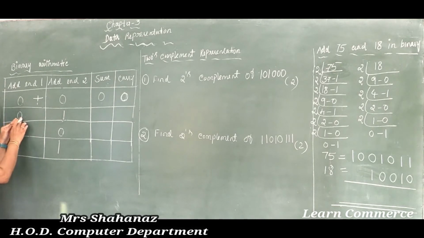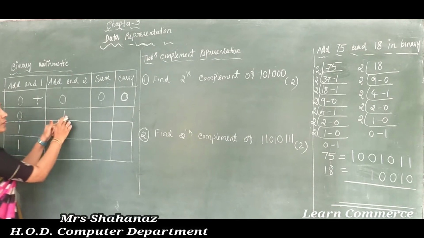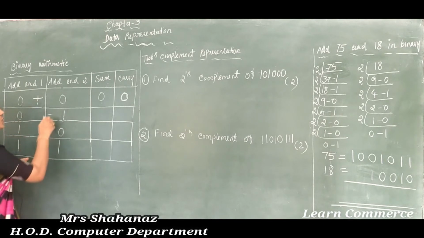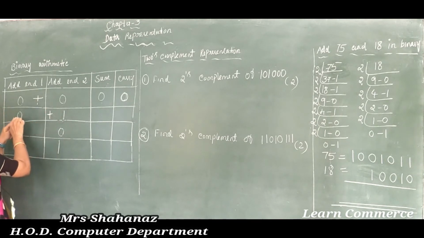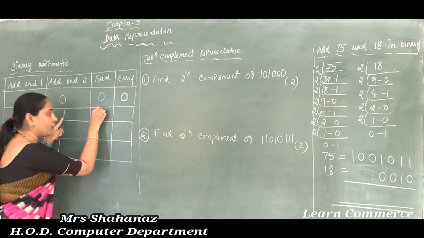Now, after completing the first row answer, the sum and carry, let's go to complete the second row. So 0 plus 1, when you are going to add 0 plus 1, always the value is 1 only.